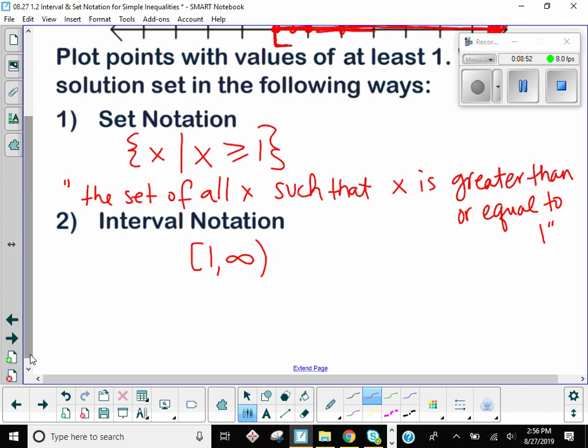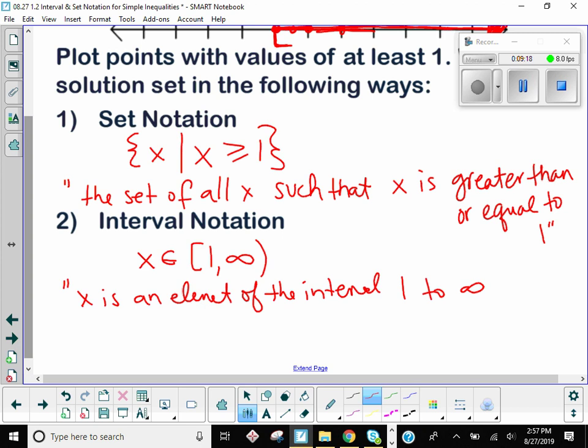But I also want you to add this other thing. And we've seen this before. What does this stand for? Yeah. X is an element of this interval. So whatever X you happen to be talking about, it's an element of that. So you might say something like X is an element of the interval 1 to infinity. And you might say something like 1 is included or something like that.